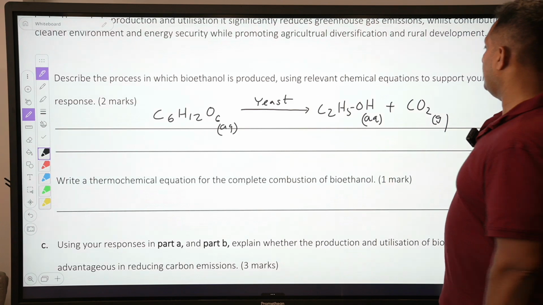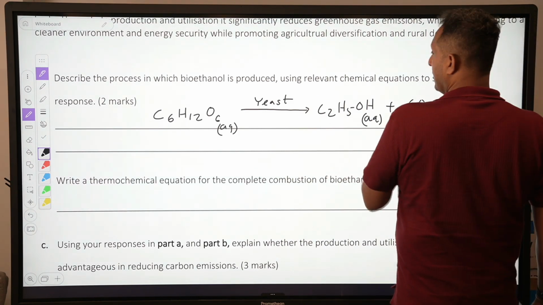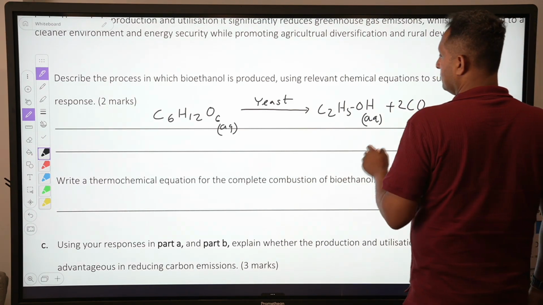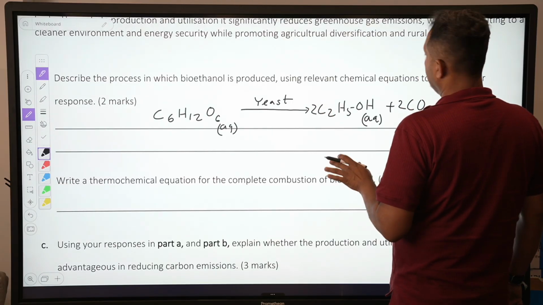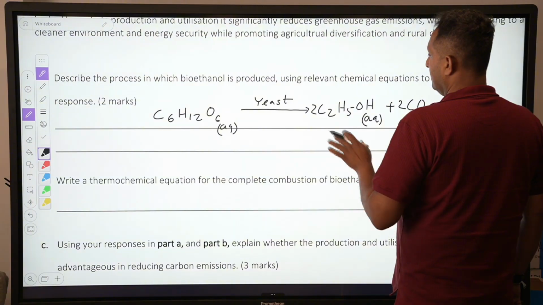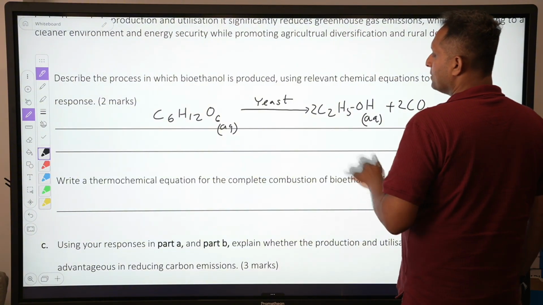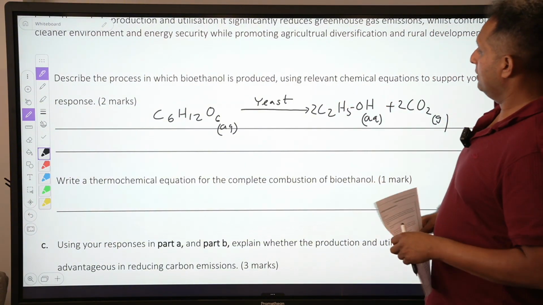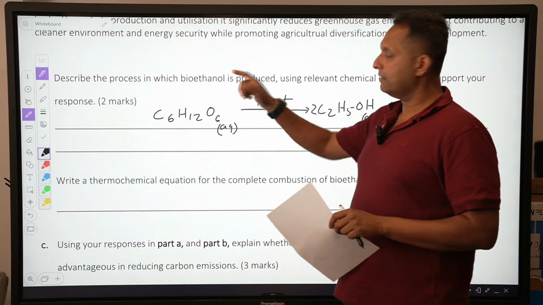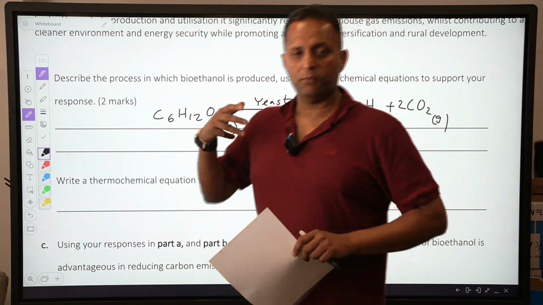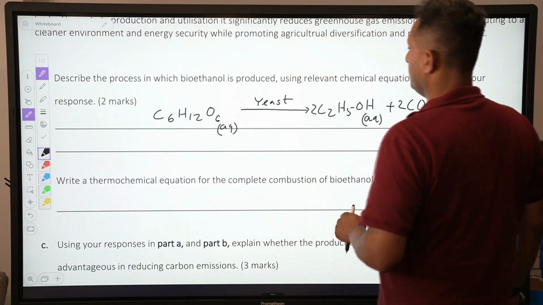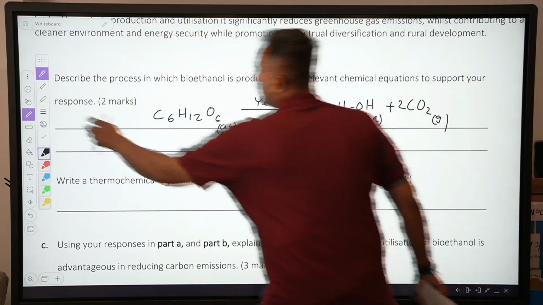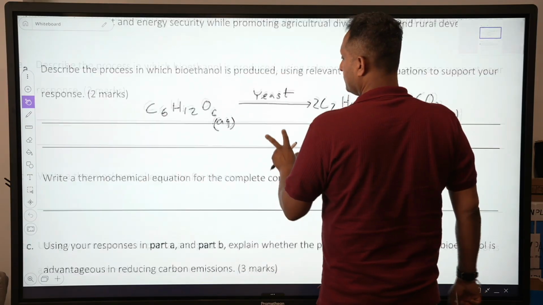Now this is not balanced, obviously. To balance that, let's put 2 here, and 2 here. Now that's the balanced reaction. So you get 2 marks for writing this: 1 mark for mentioning the name of the process, anaerobic fermentation, and 1 for the balanced equation. Simple. Alright, let's look at the next question.